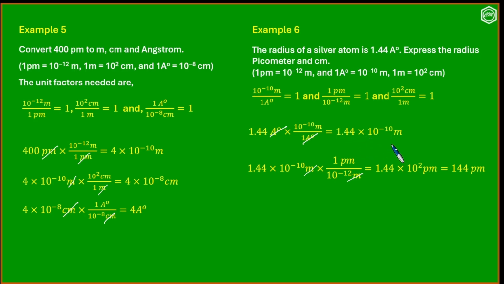So this value, this is in picometer. So we convert this into 1.44 into 10 raised to minus 10 meter. So we multiply by this unit factor, 10 raised to 2 centimeter by 1 meter, and that is 1.44 into 10 raised to minus 8 centimeter.